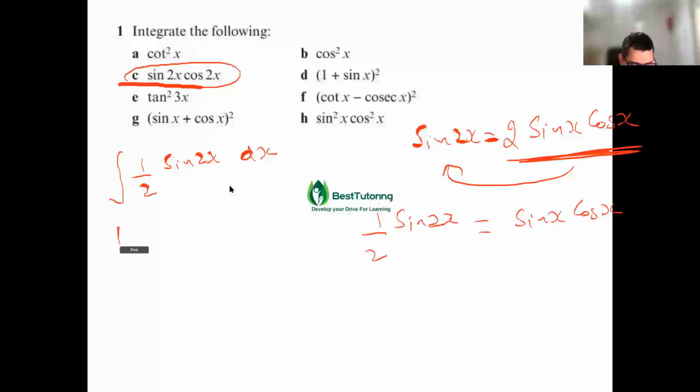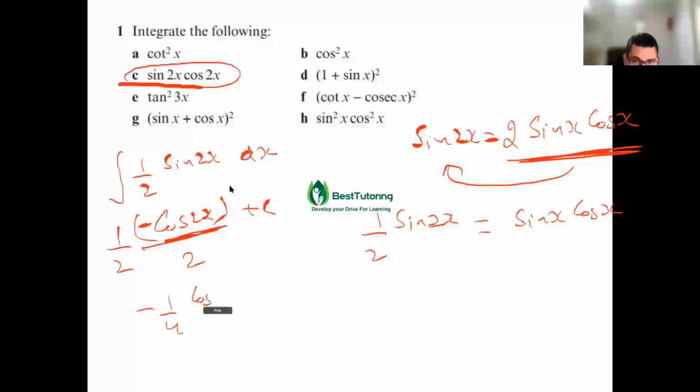And Ayushi, what is the integration going to be of sine 2x? Cos 2x plus c divided by 2 as well, yes? Isn't it minus? Is it minus? Integration of sine is minus cos, isn't it? Because differentiation of cos is minus sine. So that is minus 1/4 cos 2x plus c.